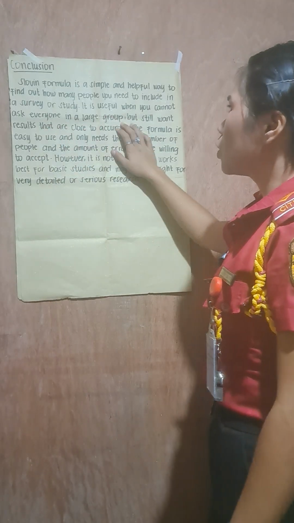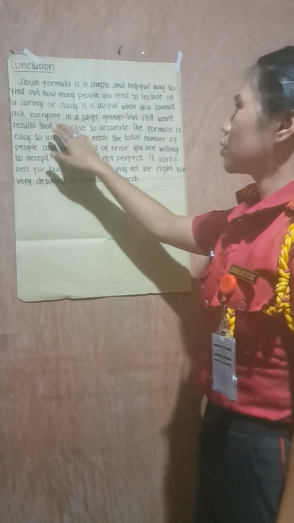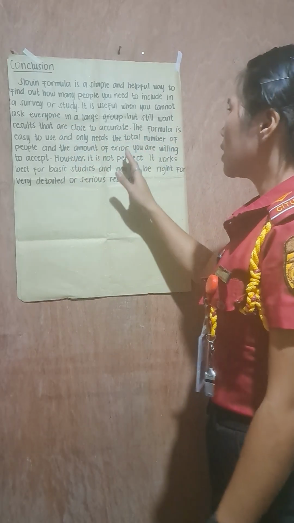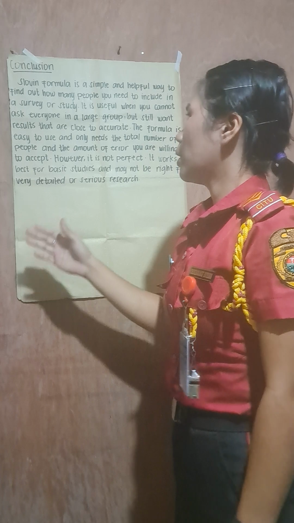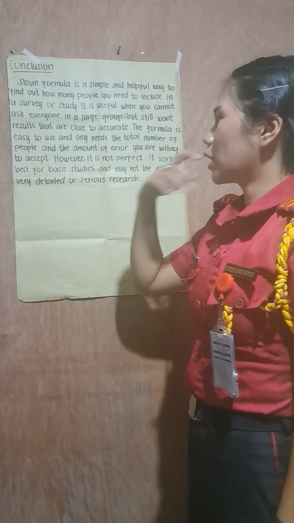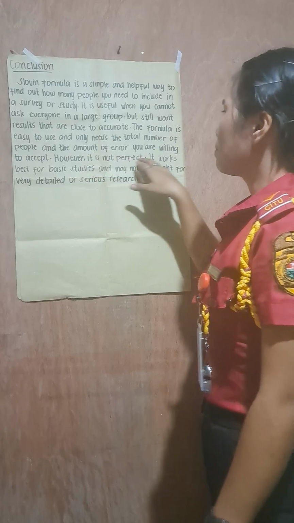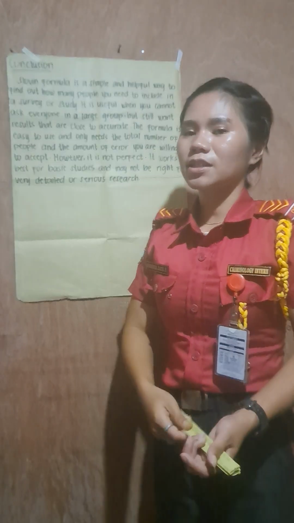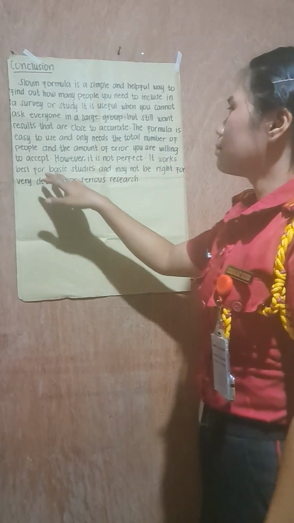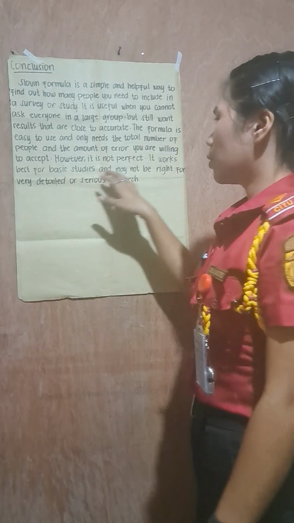It is useful when you cannot ask everyone in a large group but still want results that are close to accurate. The formula is easy to use and only needs the total number of people and the amount of error you are willing to accept. However, it is not perfect. So, ang Slovin formula is dili gyud siya perfect. It works best for basic studies and may not be right for very detailed or serious research.